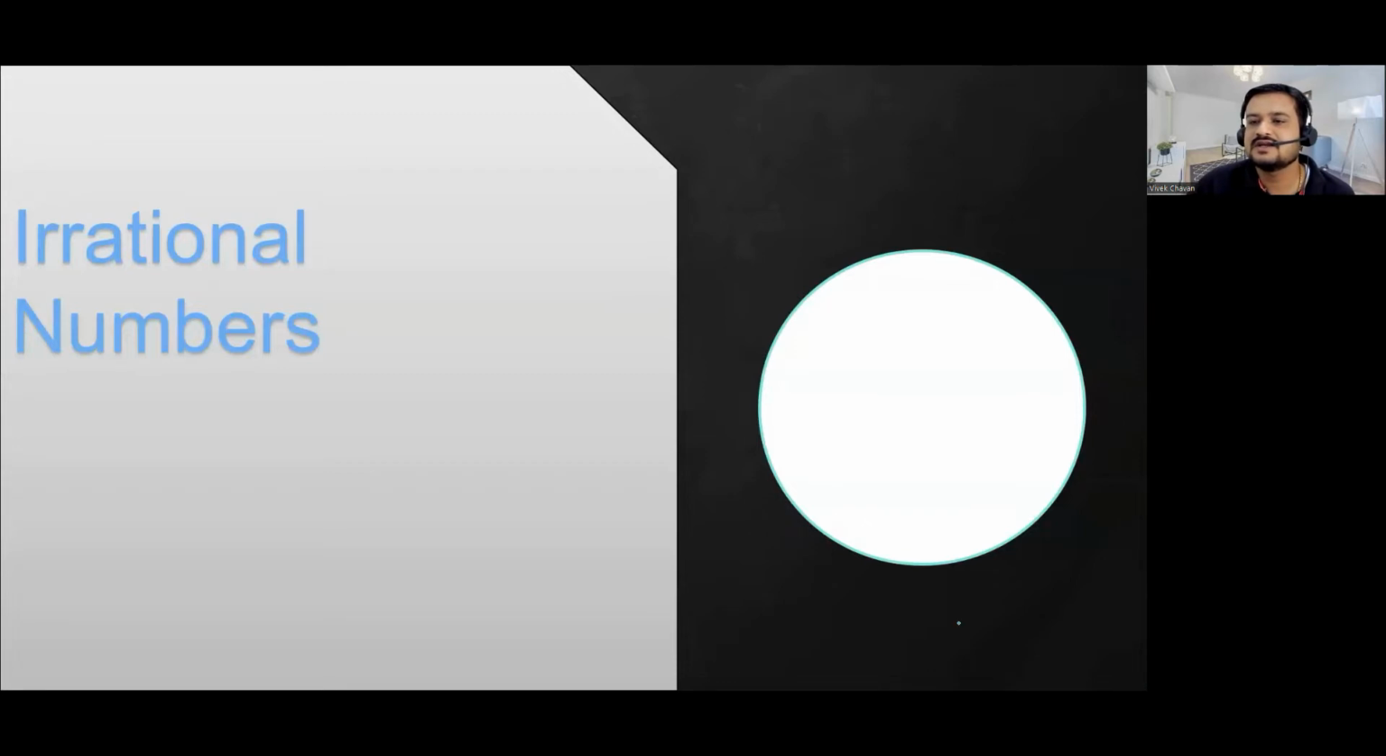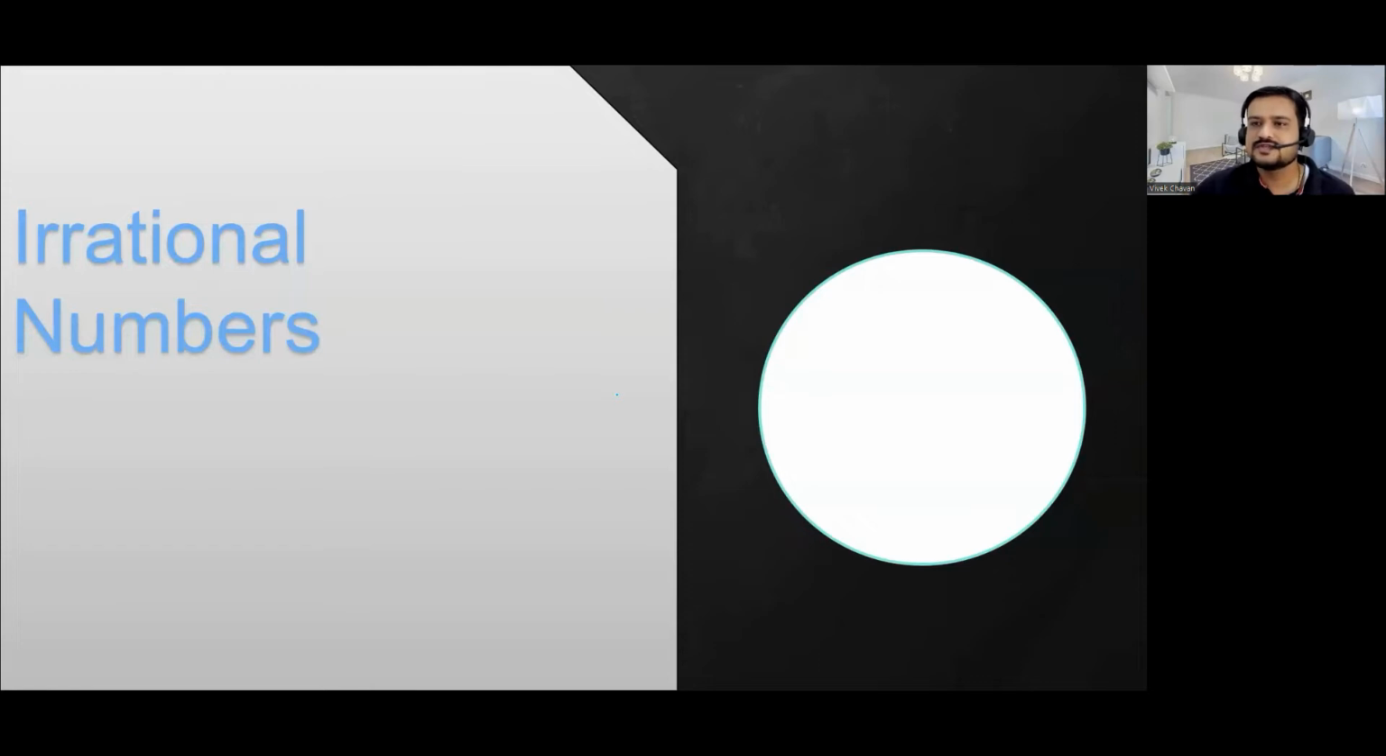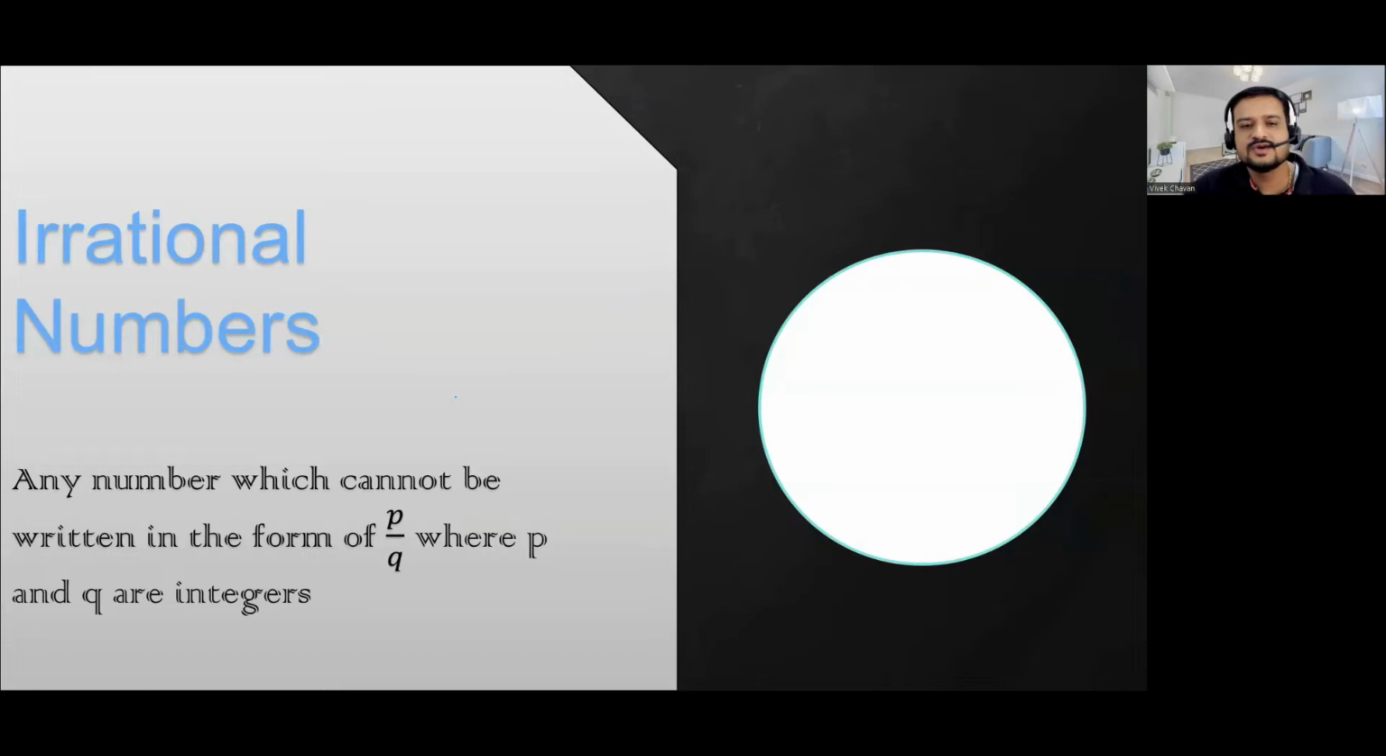Yes, Akhil. Numbers which cannot be written in the form of p by q. Correct. The numbers which cannot be written in the form of p by q, where p and q are what? Integers. Okay. So this definition you will have to write in the CW also. Any number which cannot be written in the form of p by q, where p and q are integers.